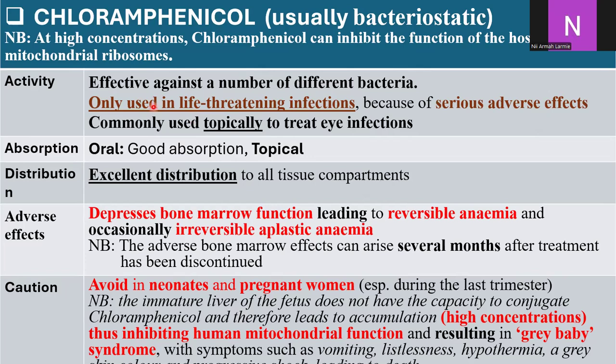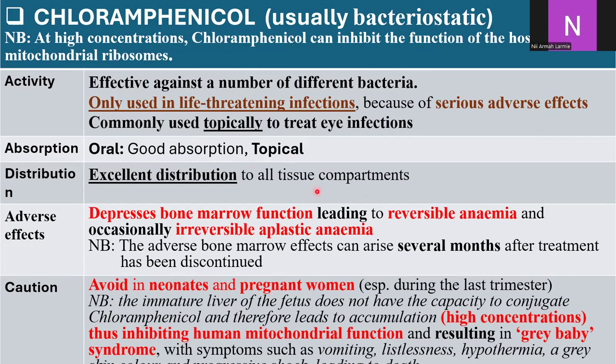These adverse effects are associated primarily with the fact that it binds to human ribosomes or human mitochondrial ribosomes. So the same activity it does in bacteria is replicated in man, and in doing so causes adverse effects in man. Chloramphenicol has good oral absorption, and it can be applied topically, as in chloramphenicol eye ointment or drops. Distribution is known to be good in tissues.